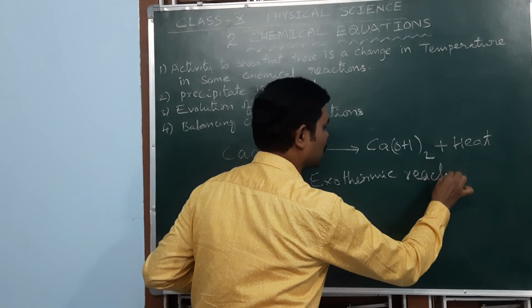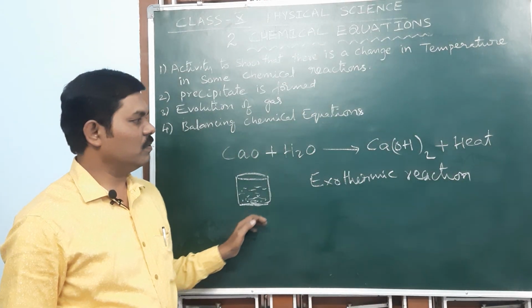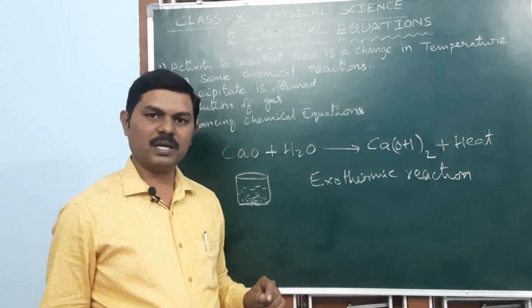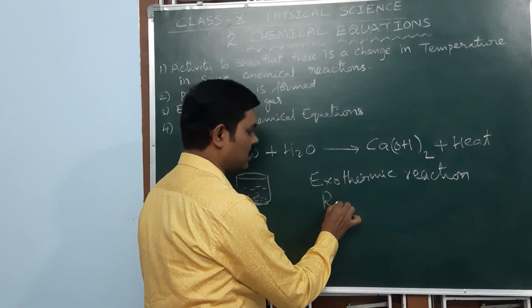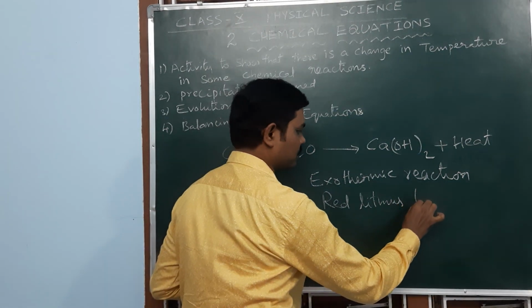Exothermic reaction. And sometimes they may ask what is the nature of calcium hydroxide. When you test the calcium hydroxide with red litmus paper, the red litmus paper will turn blue. So red litmus will turn to blue.